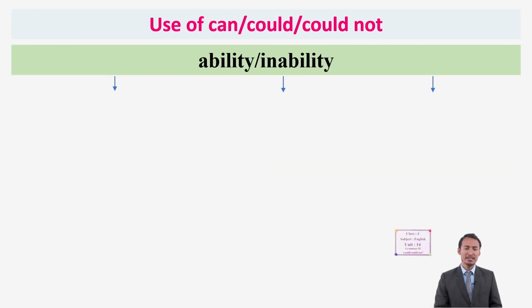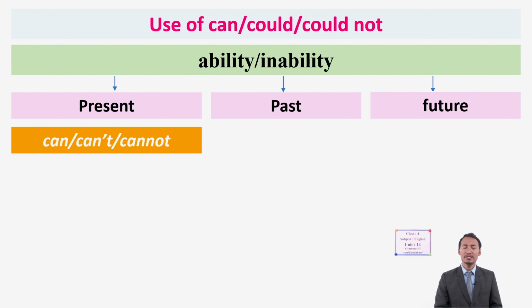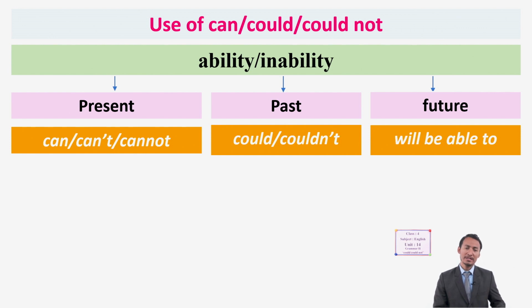We can express ability and inability with the use of can, could, not, and we have shown on the board present, past and future forms. So we can say at present I can, cannot or can't. In the past I could, I could not, I couldn't, and in future you can talk about I'll be able to. I'll be able to get good marks in the next exam. Okay, I'll be able to ride a bicycle when I turn 8 years old.